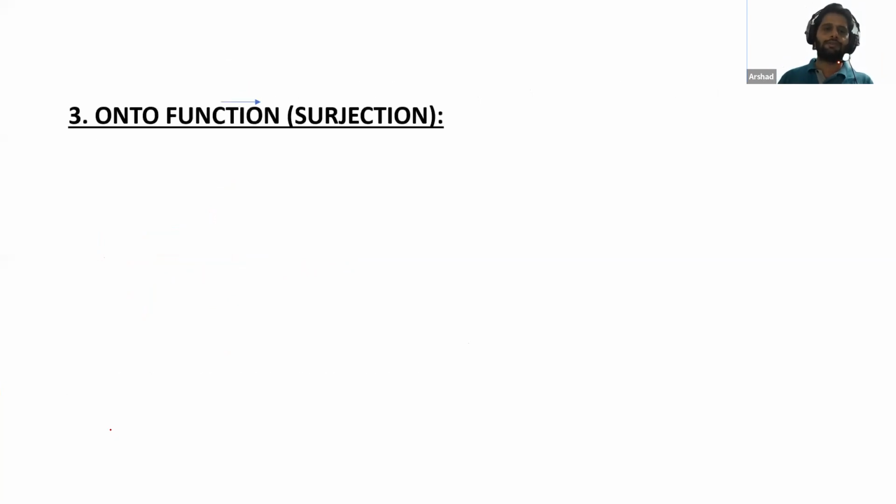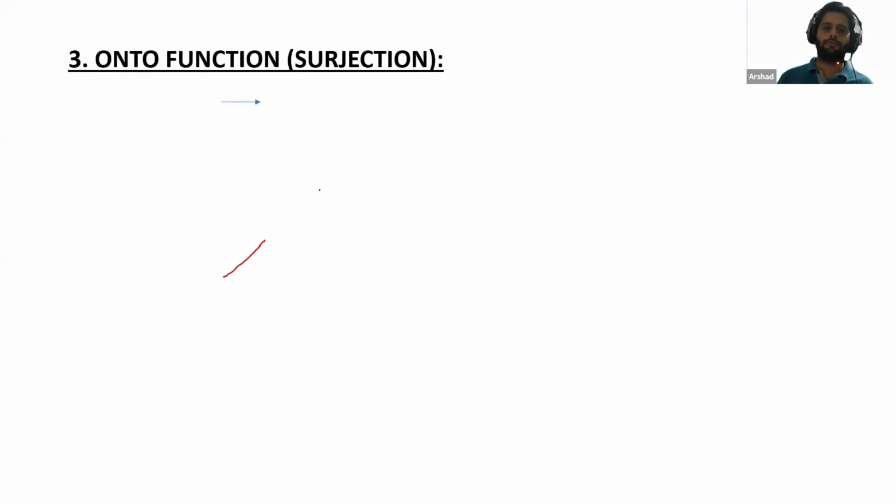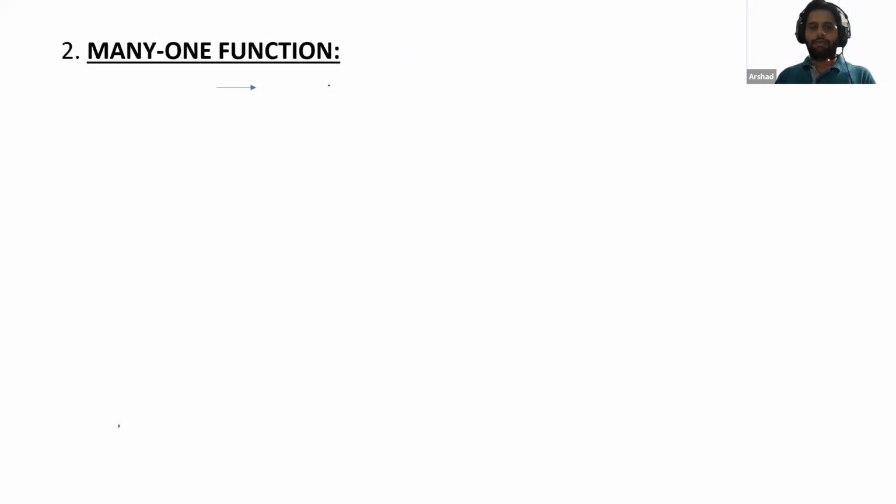Next, third is onto function, which is also called the surjection. So please remember these names also, because sometimes in exams they just give this name. They check whether this is a surjection or not. Most of the time what students do, they just learn the name onto function. But in exams they ask you from this name also. So please remember all the names.